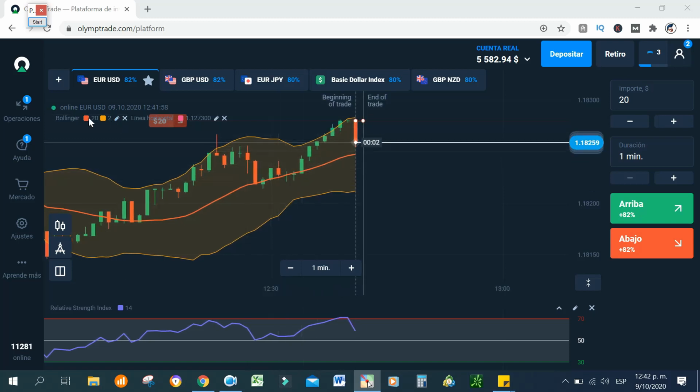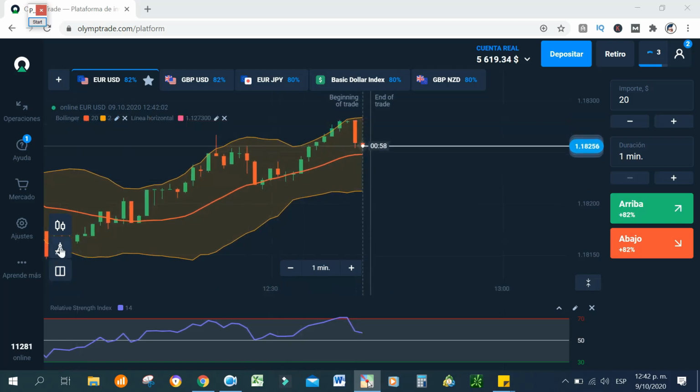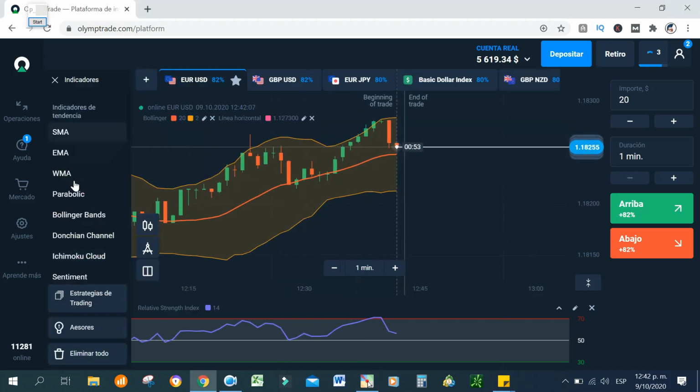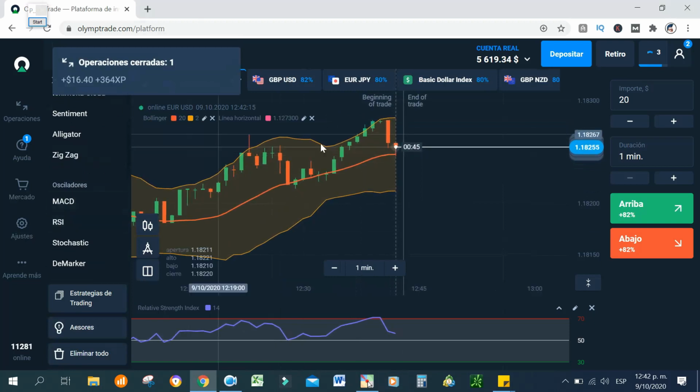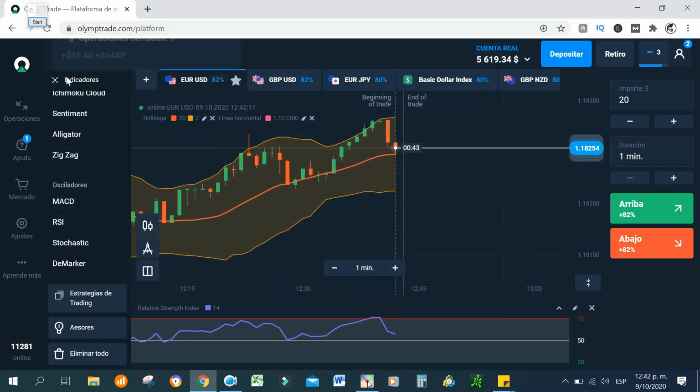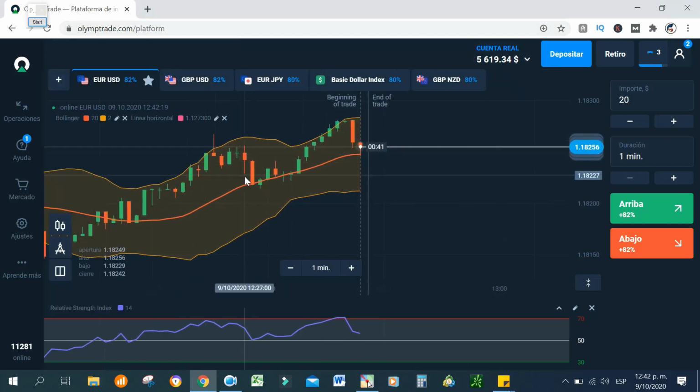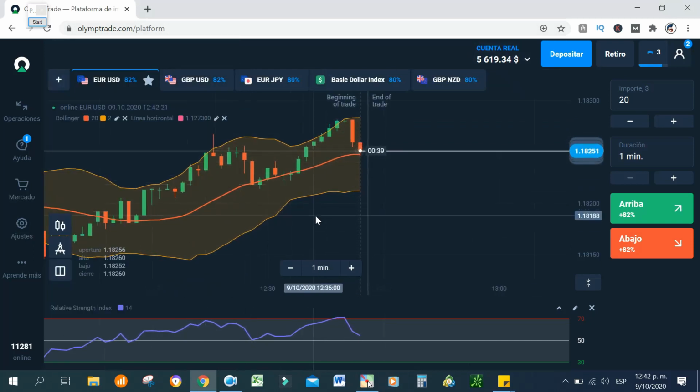So it's very simple. If you want to add the Bollinger Band, you just need to click on this A icon. On the A icon, you will see Bollinger Band. RSI, you will see down here. Okay. So we just won $16 with this entry. It's very simple, guys. So those are the conditions.